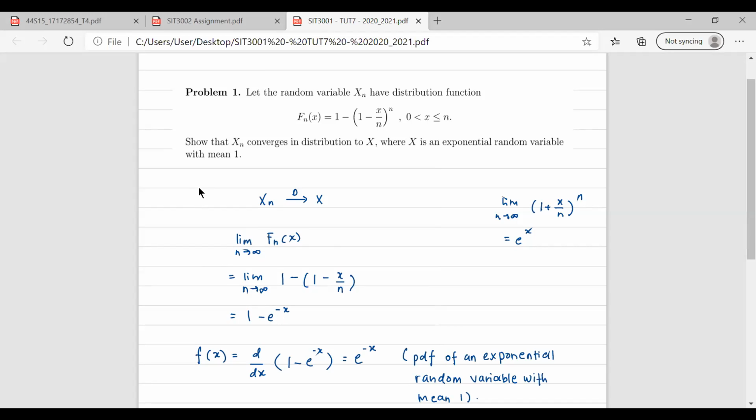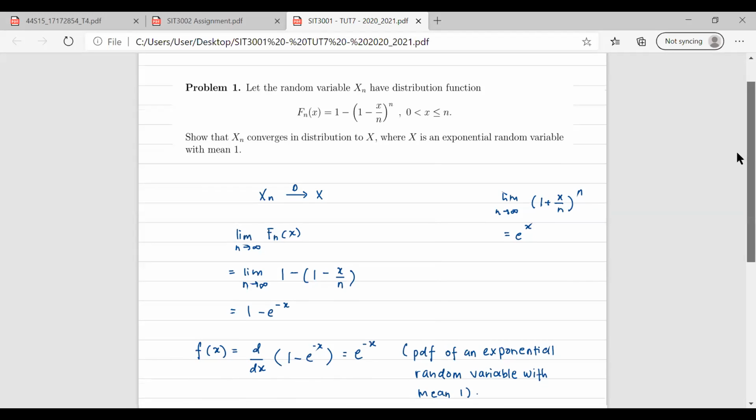So we will get that F(x) is 1 minus exponent of negative x. So the probability density function of X is obtained by taking the derivative of F(x), which gives this PDF of an exponential random variable with mean 1. That's all.